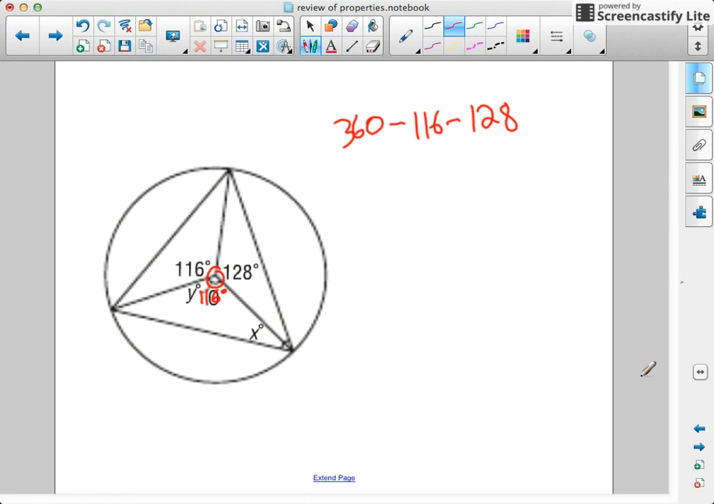Now x is a little bit more tricky. X is this angle right here. I need to notice that since these are radii, that's going to create an isosceles triangle. So that angle and that angle would have to be equal. So in this triangle right here, that adds up to 180 degrees, I'm going to find out what x is. So I'm going to go 180 minus 116. So that gives me 64 degrees for both of them. Divide by 2 is 32 degrees for x. So x equals 32 degrees.